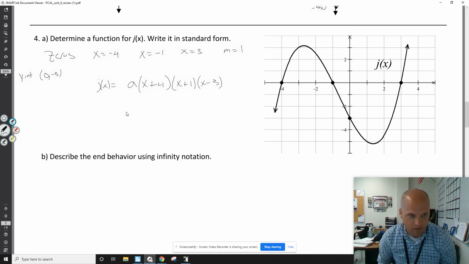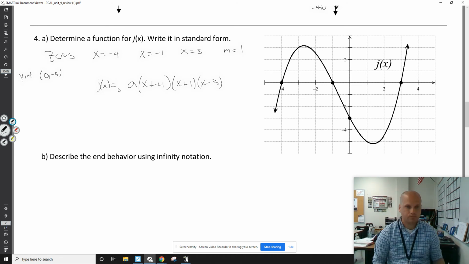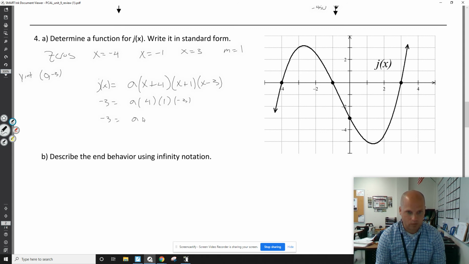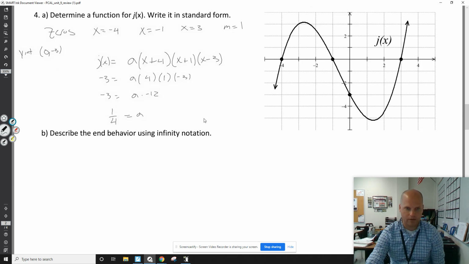Now, it's going to be easy for me to find a right now. I could find it later. It doesn't really matter. Plugging in (0, -3), I'll find a. 4, 1, this is plugging in 0 for x, y being -3: 4, 1, -3. I get -3 equals a times -12, so I get a is positive 1/4. I didn't assume a was positive or negative based on the end behavior. You will find a, and it will be the correct positive or negative value.